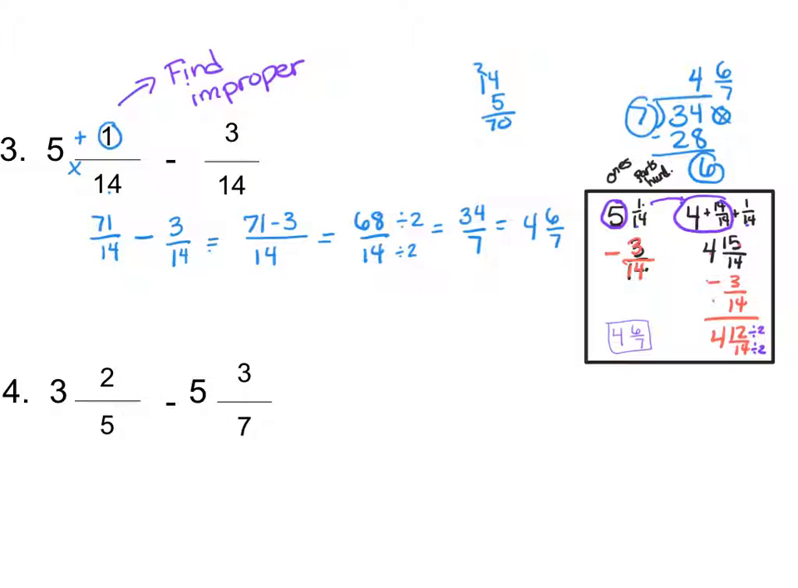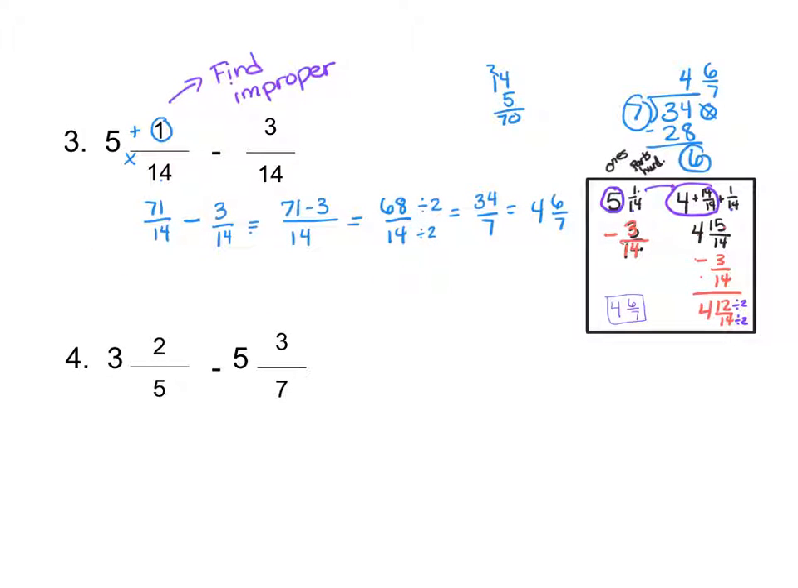So let's look at this next problem, number 4. So I have 3 2/5 minus 5 3/7. So I'm going to go ahead and make them improper by multiplying and then adding. So 5 times 3 is 15, plus 2 more is 17/5. And that is a positive, and then I'm going to subtract this one here. So I need to multiply and then add. So 7 times 5 is 35, plus 3 more is 38.